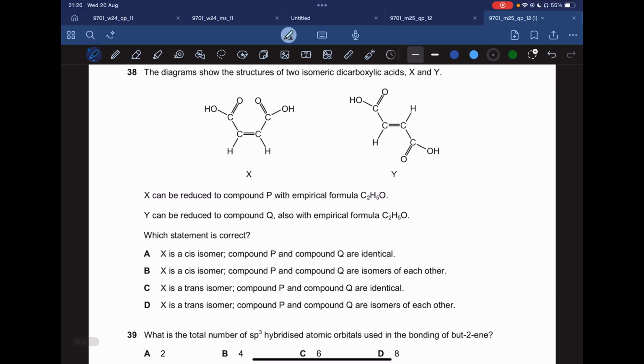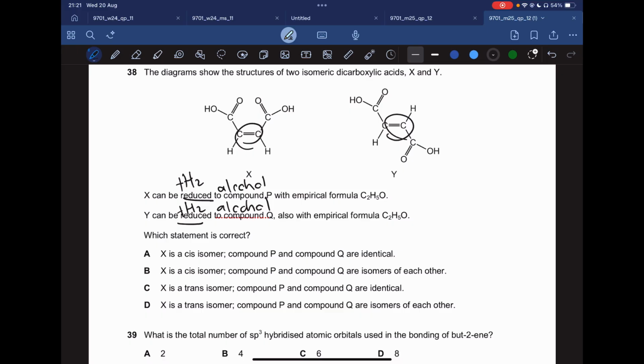The diagram shows the structure of 2 isomeric dicarboxylic acids, X and Y. X can be reduced to form the empirical formula. So when you have your acid being reduced, you're forming an alcohol. Same idea here, you're forming alcohols in both. And when you reduce, you should also recognize that we are adding H2. So this double bond also breaks, and we have hydrogenation also happening there.